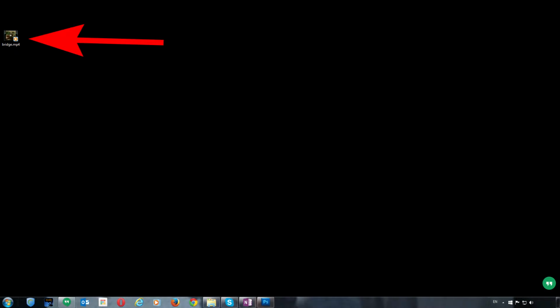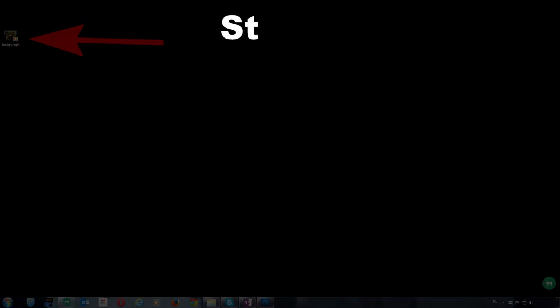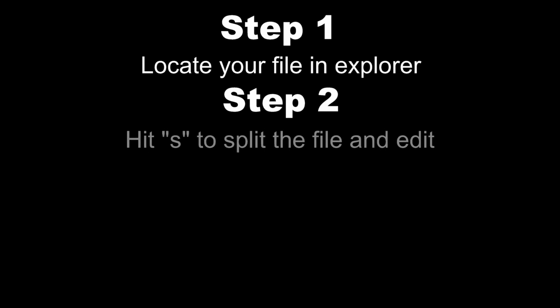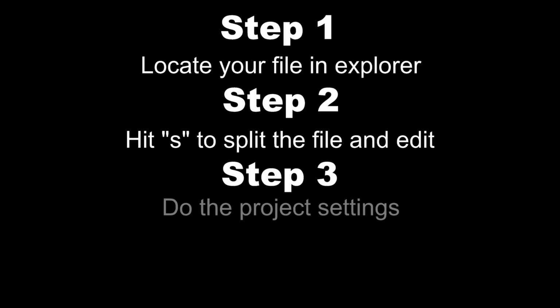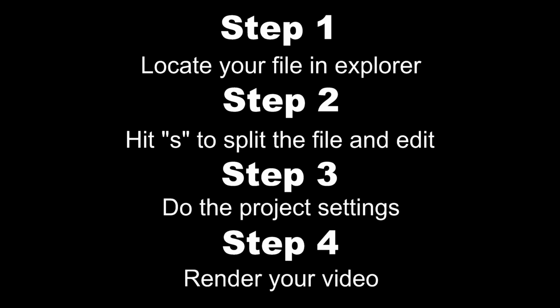So, the 4 steps are, the first thing you do is locate your file in Explorer. The second thing is to hit S to split the file so you can do your edit. The third is to go ahead and do your project settings. And finally, the fourth is to render your video.